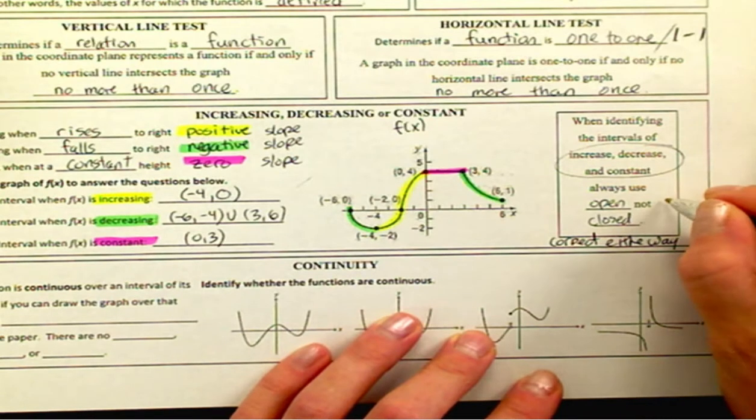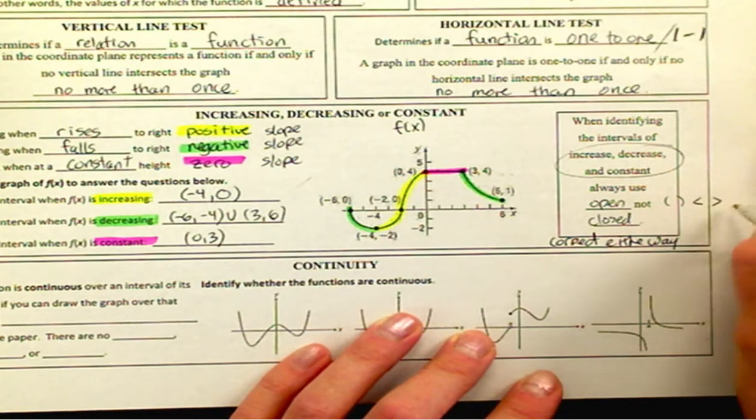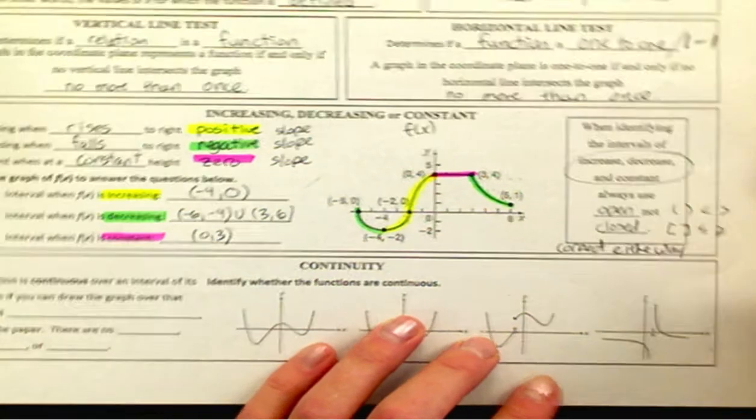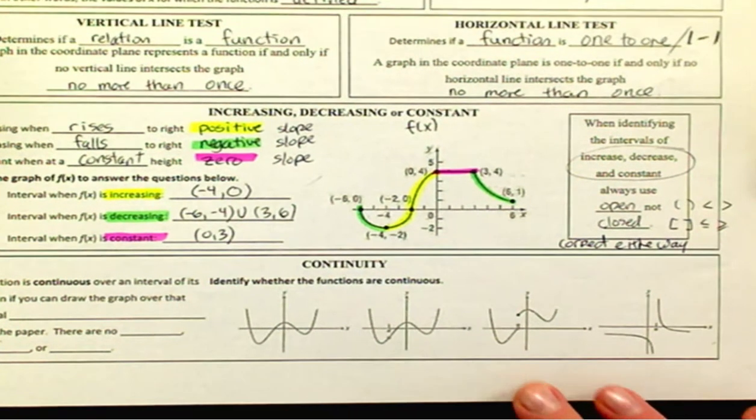Okay, which would be the soft open parentheses, not the equal tos. And that is a preference. I won't take off for it.